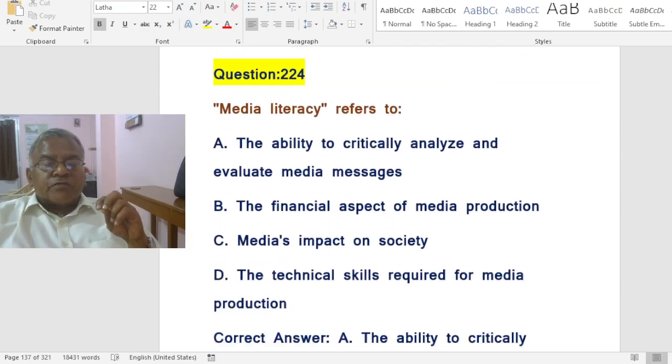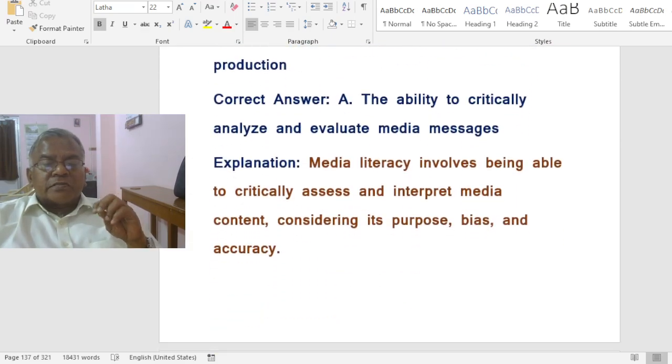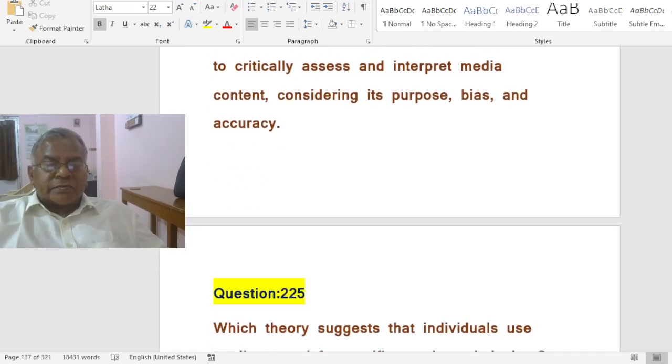Media literacy refers to what? Media literacy involves being able to critically assess and interpret media content, considering its purpose, bias, and accuracy.